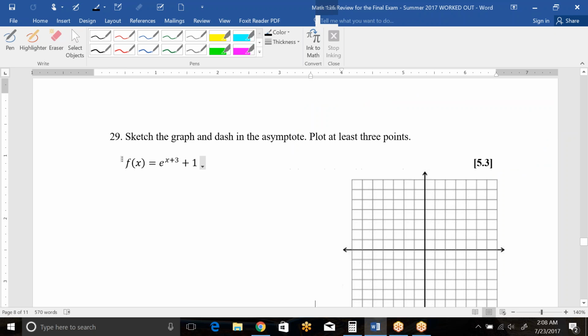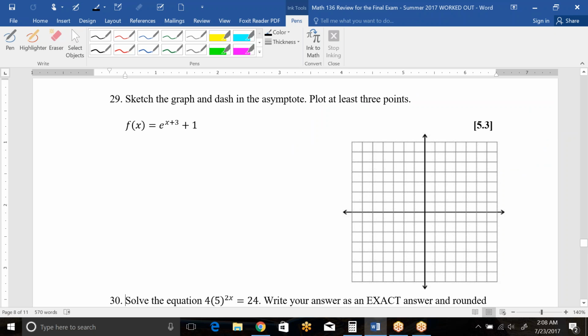Number 29 is a graphing problem. It's an exponential graph. We want to plot at least 3 points and dash in the asymptote. So the best way to deal with these usually is a table. If your exponent has something other than just an x, if it's a plus or minus something, you want to adjust the middle of your table. So x plus 3 needs to be set equal to 0 to be centered. So this will be a negative 3.